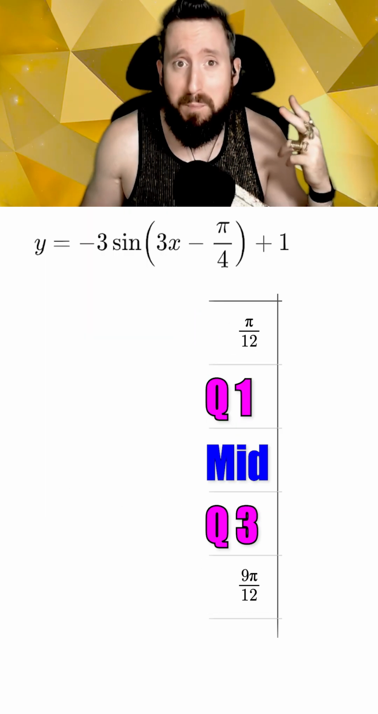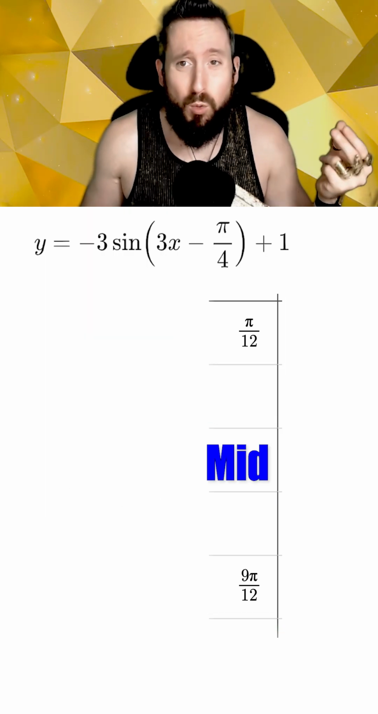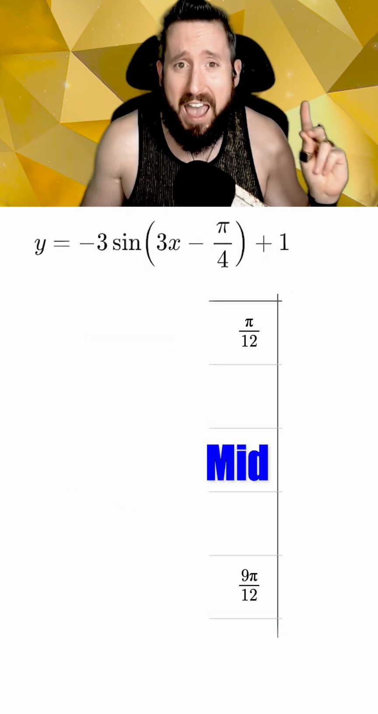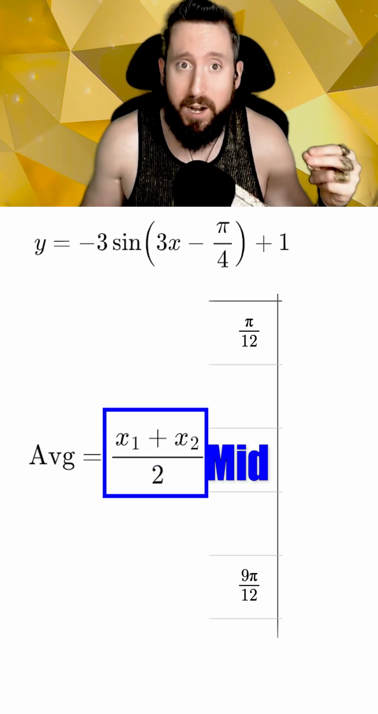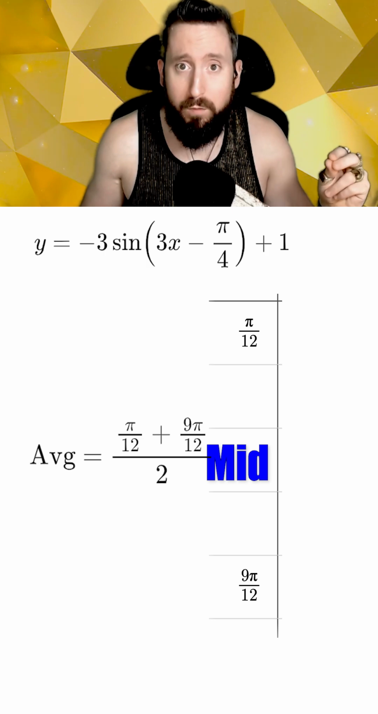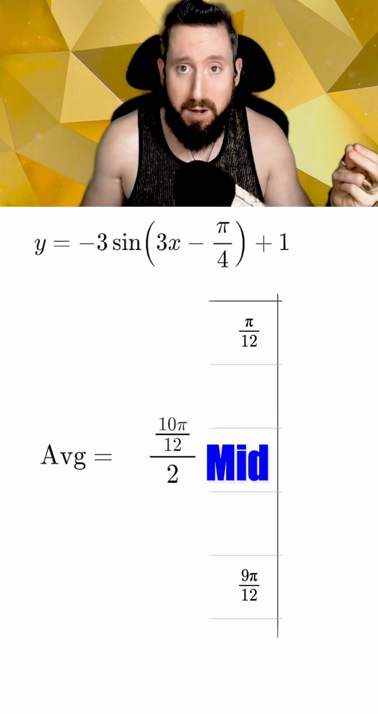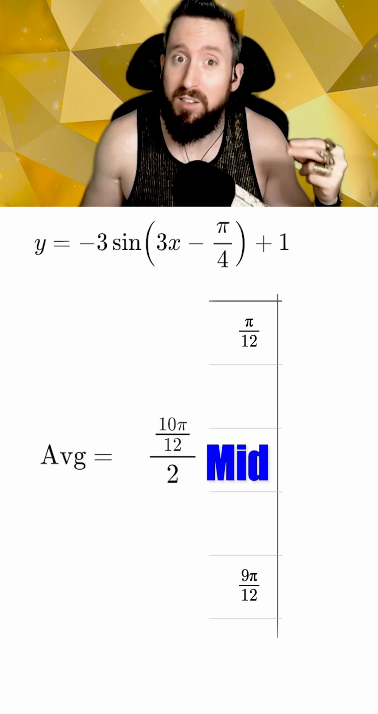The next step is to find the midpoint between our starting and ending point, which, if it isn't easy to see, is also just the average of these 2 points. You can find the average by adding the 2 points together and dividing by 2. Here we add 1 pi over 12 to 9 pi over 12 to get 10 pi over 12, which dividing by 2 gets us 5 pi over 12.